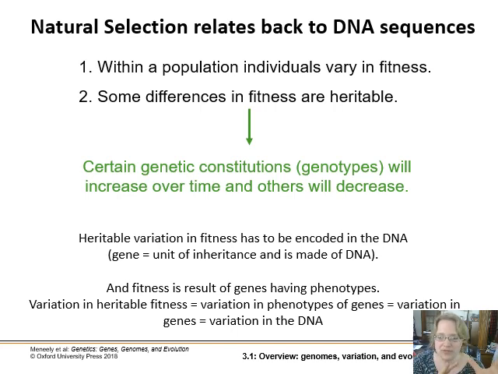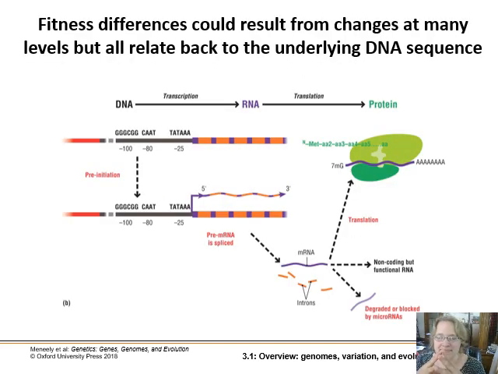And so the variation in heritable fitness relates back to the variation in the phenotypes, relates back to the variation in genotypes, and all the way down to variation in the DNA. So this could result from something at any point in gene regulation. Are there microRNAs that are preventing translation of a functional messenger RNA? Is there something going on in the promoter region of a gene where it's not expressing as highly? But in all cases in these stages of gene regulation, they all eventually relate back to the underlying DNA sequence. If there's a transcription factor going haywire, well, there's something going on in the DNA sequence coding for that transcription factor.